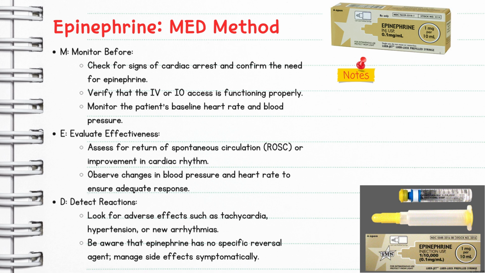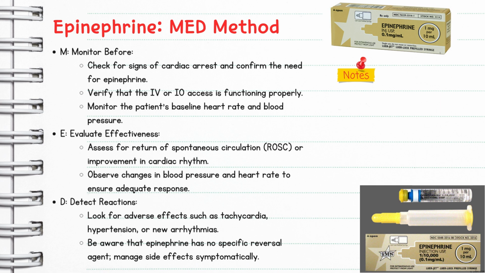Then you also need to verify IO and IV access, because how are you going to give it, right? It needs to be administered directly into the bloodstream, so you need to confirm that your access route is secure. Then you need to make sure that they're on a cardiac monitor before you give it because you need a baseline heart rate and blood pressure. If there's no pulse, they obviously have no blood pressure and no heart rate, right? But they need to be on a monitor before you give it so that you can watch and monitor those things. So before administering it, take note of any blood pressure and heart rate that you may or may not have.